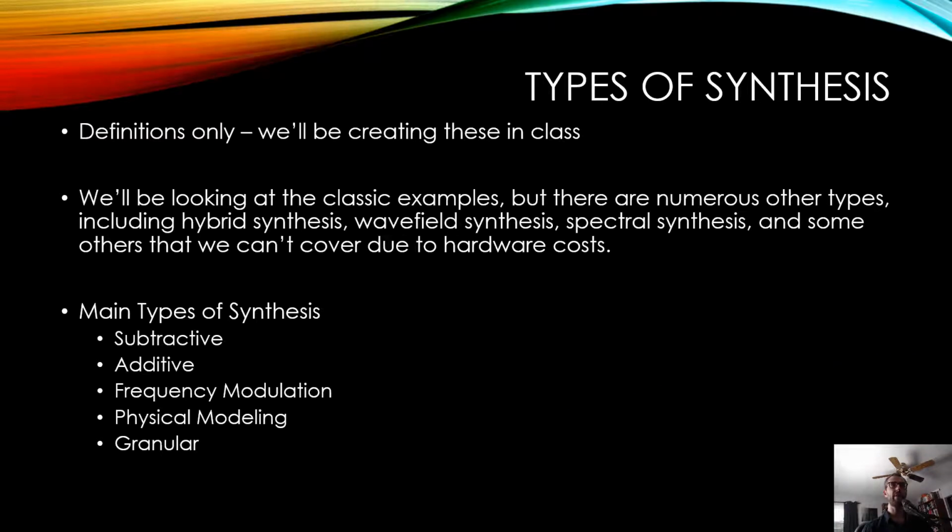So these are only going to be definitions. I'm just going to go over the basics of what this type of synthesis is, and then in class, we're going to spend all of our time creating these. We'll be looking at the classic examples, but there are other types like hybrid synthesis where you're using samples and using that to create different effects with synthesizer waveforms. There's wave field synthesis. There is wavetable synthesis, vector synthesis, spectral synthesis, and just others that we don't have the hardware or the software to cover due to the cost.